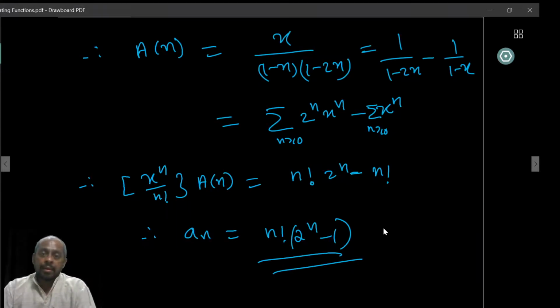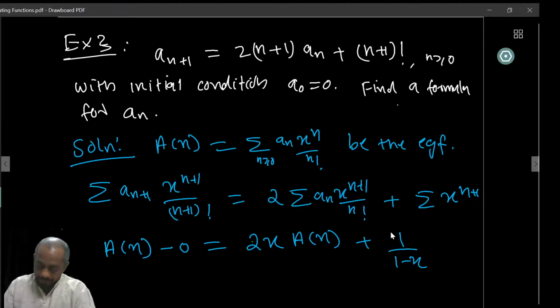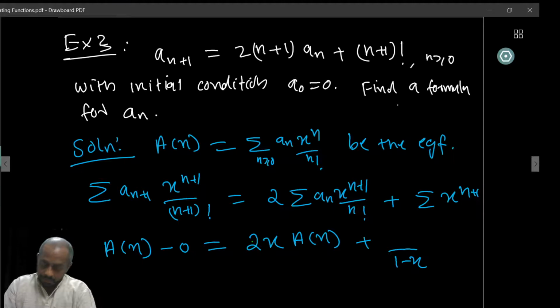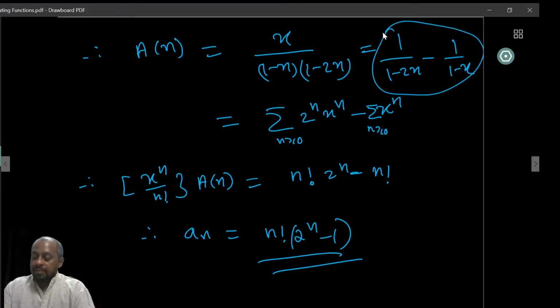So you will get 1 equal to x by, sorry, this is x. Yeah, so this is x raised to n plus 1, so you will get x here. So you get x by (1 minus x)(1 minus 2x). So what is this? Well, this is easy to work out. You can see that this is basically 1 by 1 minus 2x minus 1 by 1 minus x.